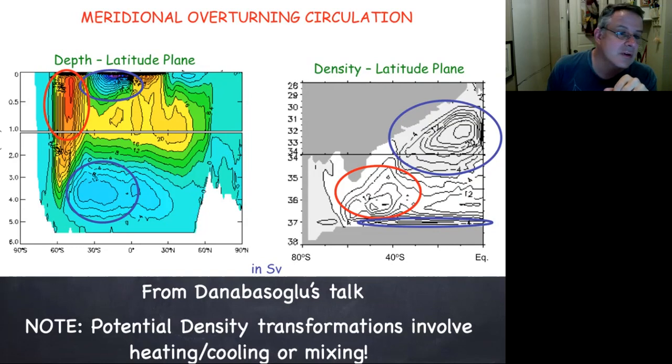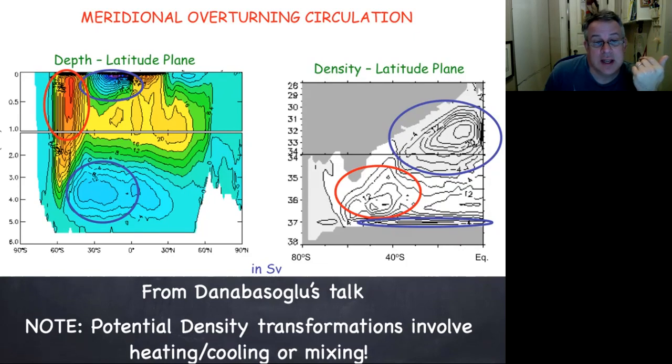Oh, sorry, this is the Southern Hemisphere one. Here we're seeing this is this one, this is this one, and this is this one. So look at the red one. The red one is going this direction, down and back up, this direction, down and back up. So it's getting more and more dense until it sinks at a particular density, and then it completes its circuit. It's got to mix its way back up to get to here. So I'm emphasizing it's mixing because it's changing its potential density, which means that it's being mixed.